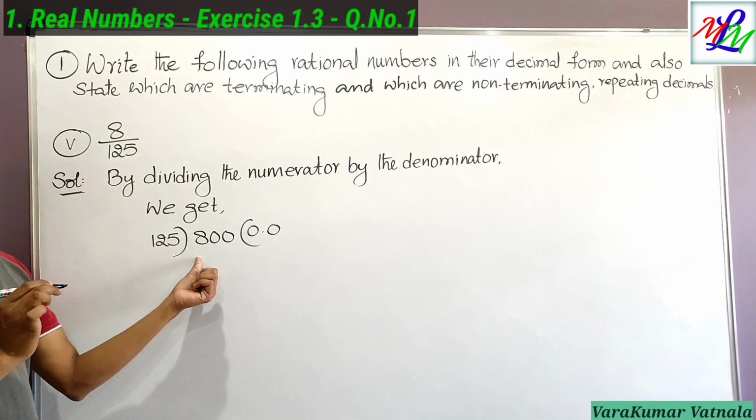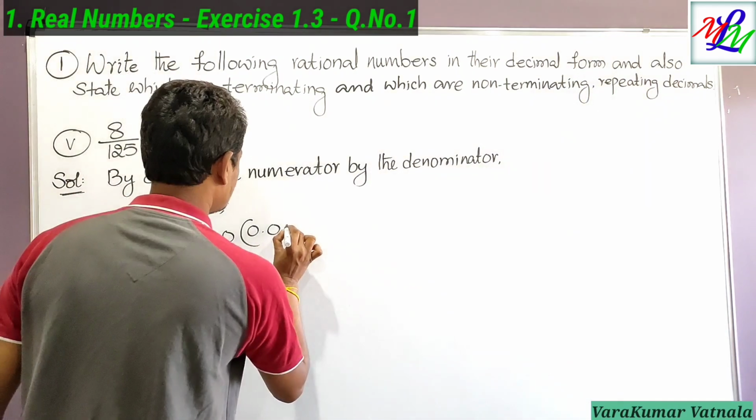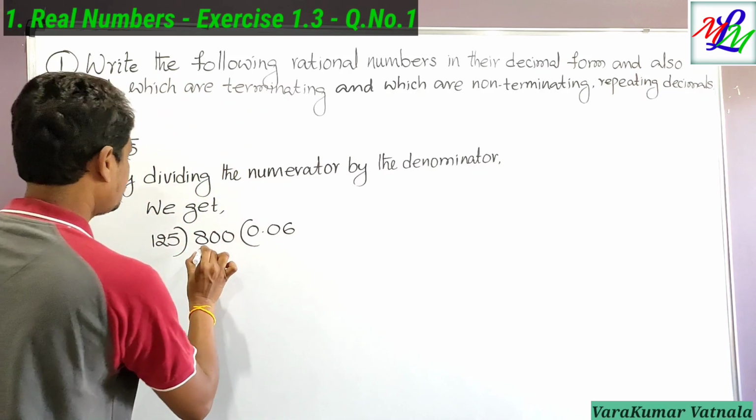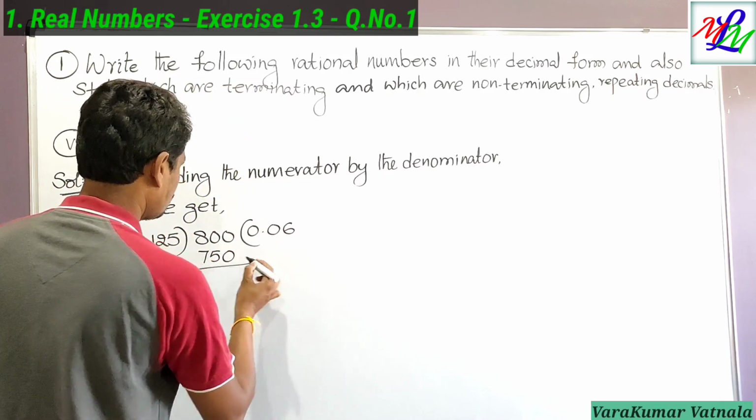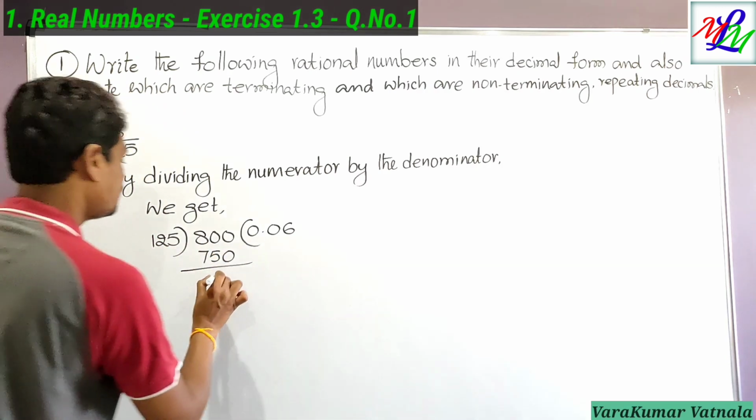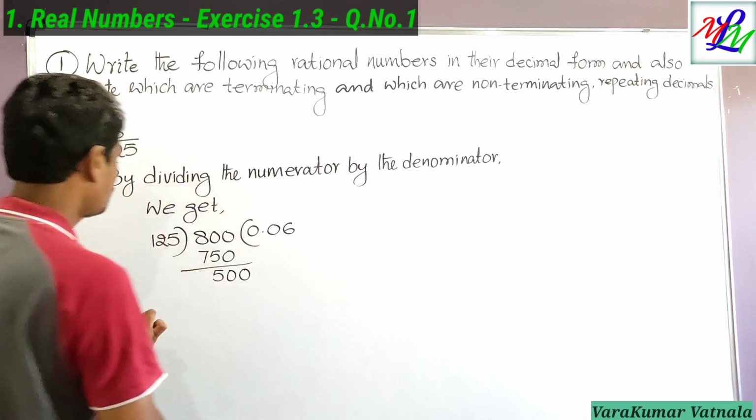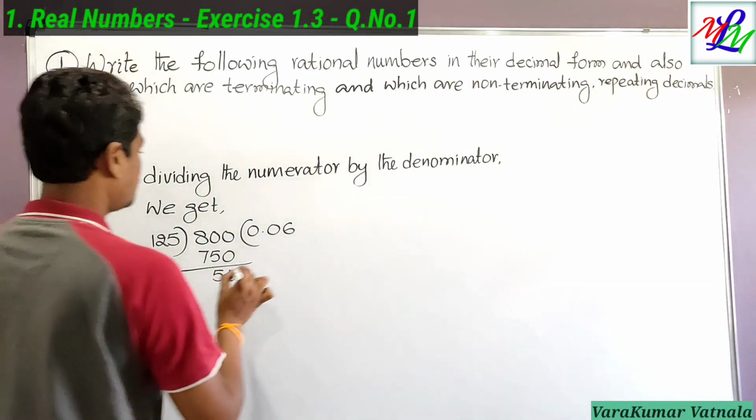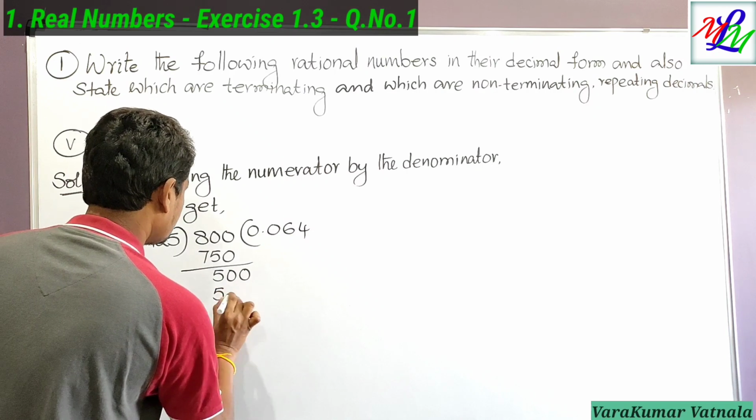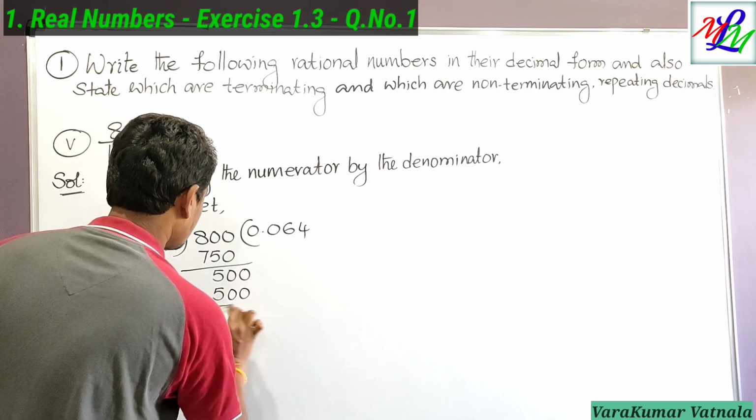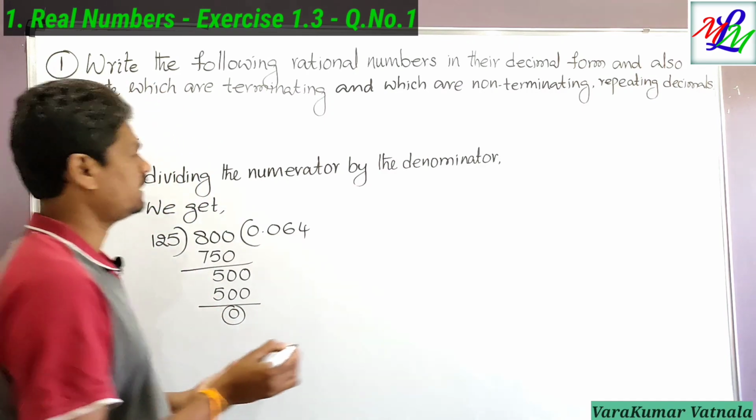Now it is possible to go. So 125, how many times does it go? It goes 6 times. 125 into 6 is 750. So now 800 minus 750 is 50. Again we write a 0. How many times does it go? Exactly 4 times. 4 into 125 is 500. So 500 minus 500, the remainder is 0. The division is completed here.